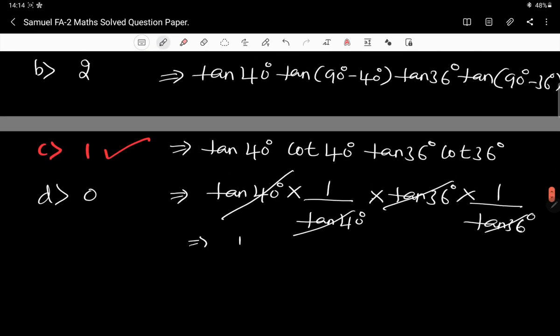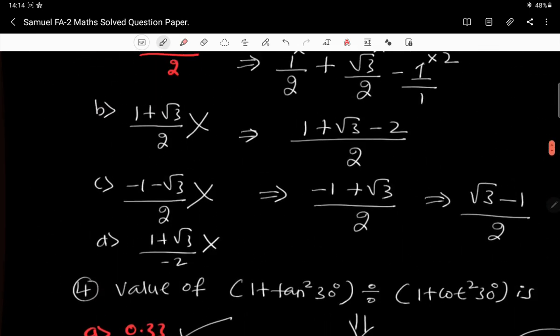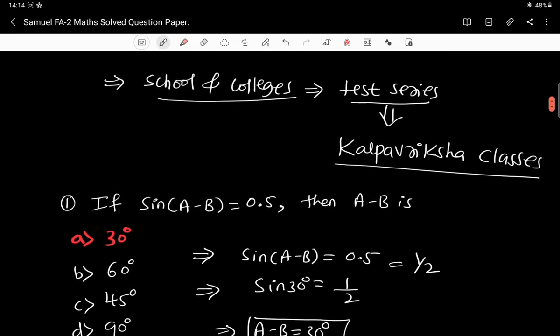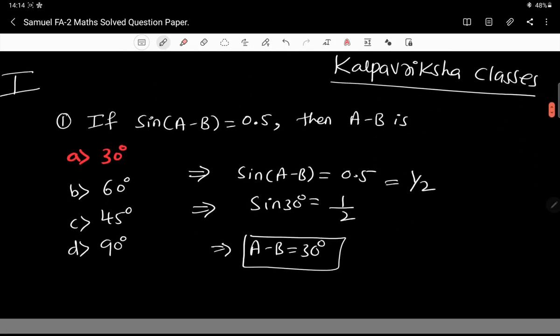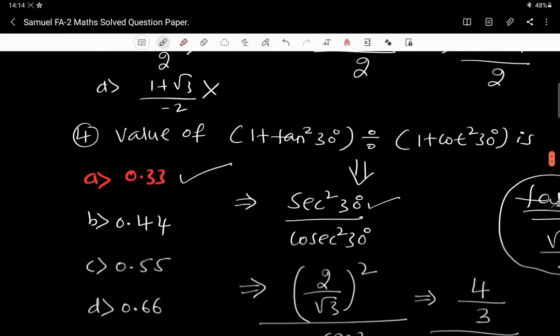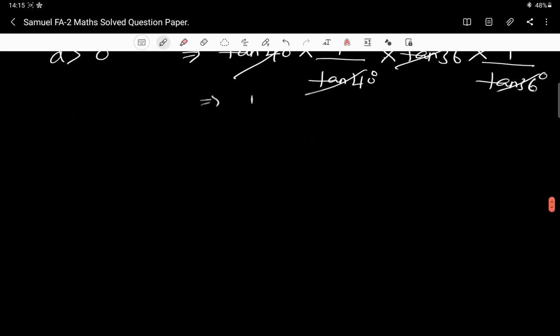Alright, so this was from the first main. All these MCQs were given. Whatever I have done, these are the MCQs from the first main. So this is how you have to solve it. Otherwise, it is better to solve the question and then write the option, that will be better.